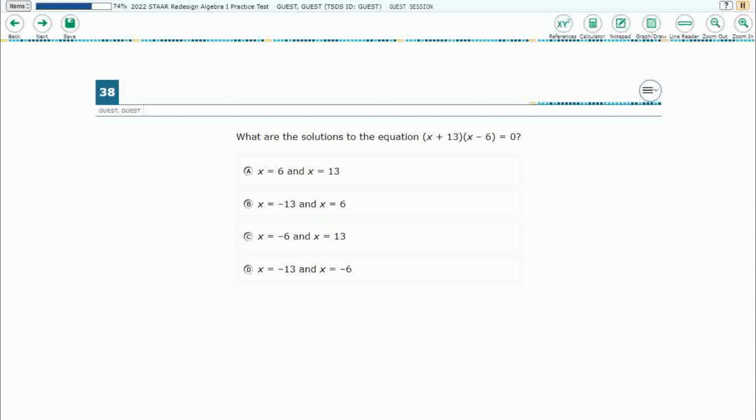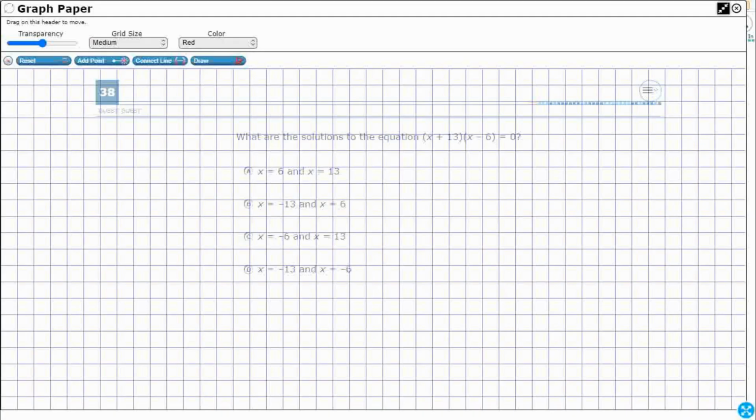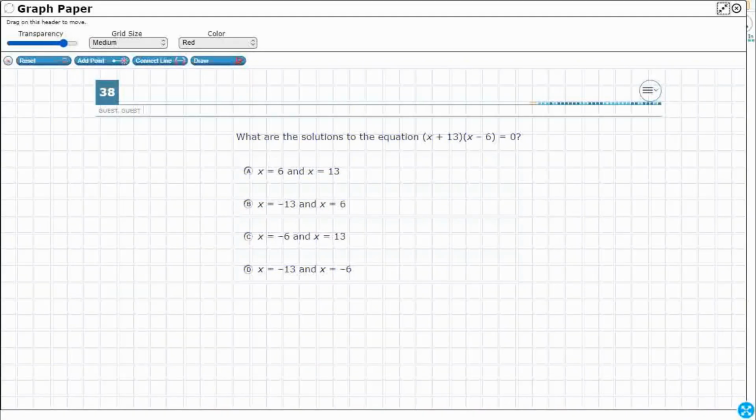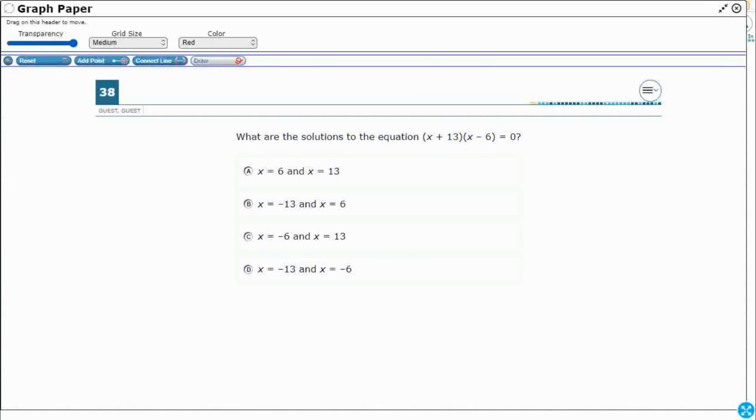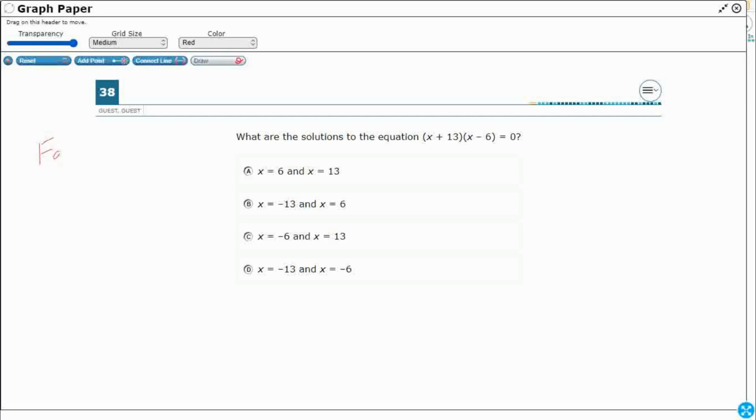So we're looking for the solutions to this equation, but it's not a regular quadratic here. So let's open up our graph draw feature. One thing that hopefully we will notice is that they actually give this to us in what we call factored form. So factored form looks like this. Very similar to what we have.